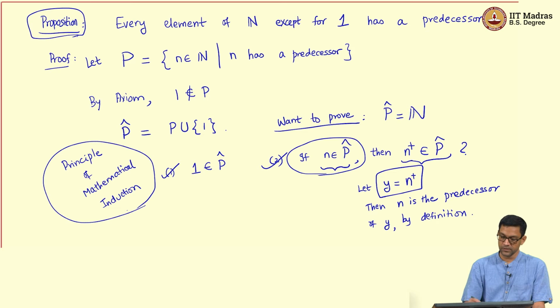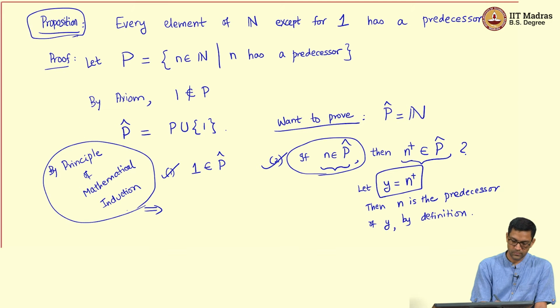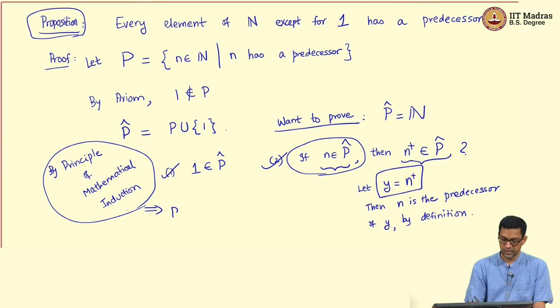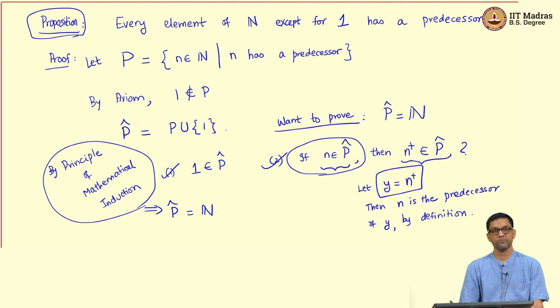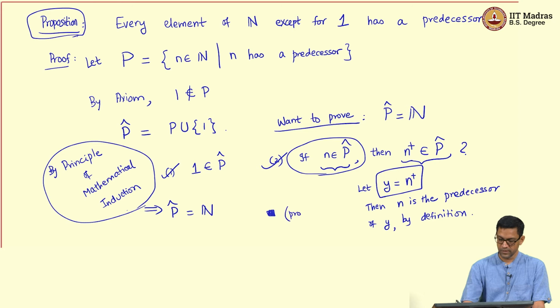Okay, so we have checked the 2 properties that we require for the principle of mathematical induction. So by the principle of mathematical induction, which is again one of the axioms, we know that P hat must coincide with the entire set of natural numbers. Okay, and that is exactly what we require to prove. So that is the end of the proof. So we denote the end of the proof by this little box here. So proved.